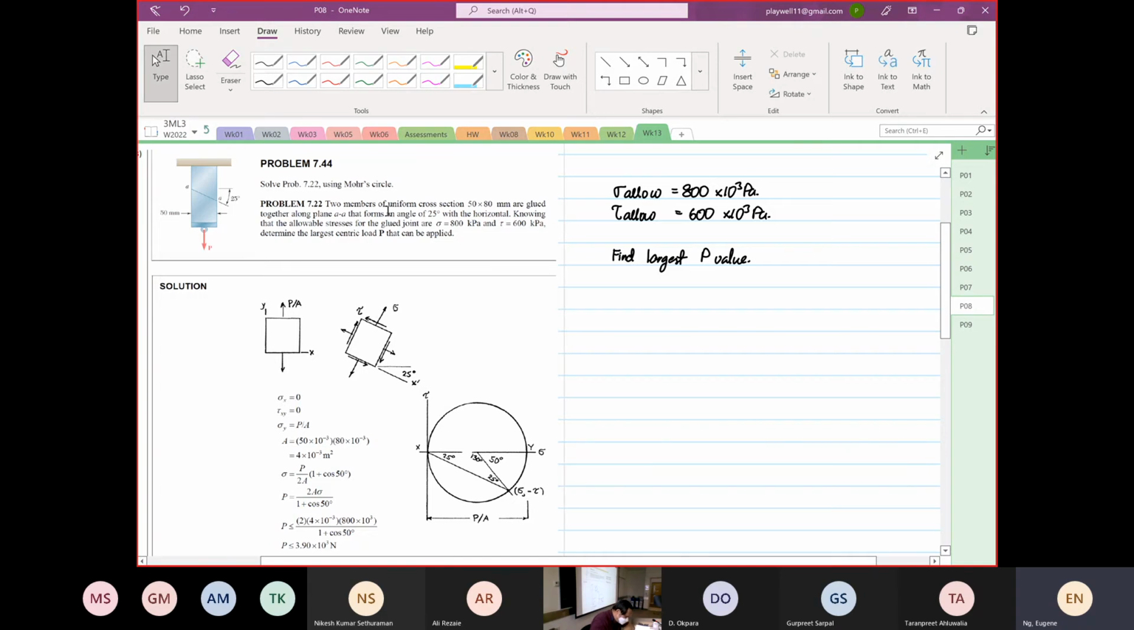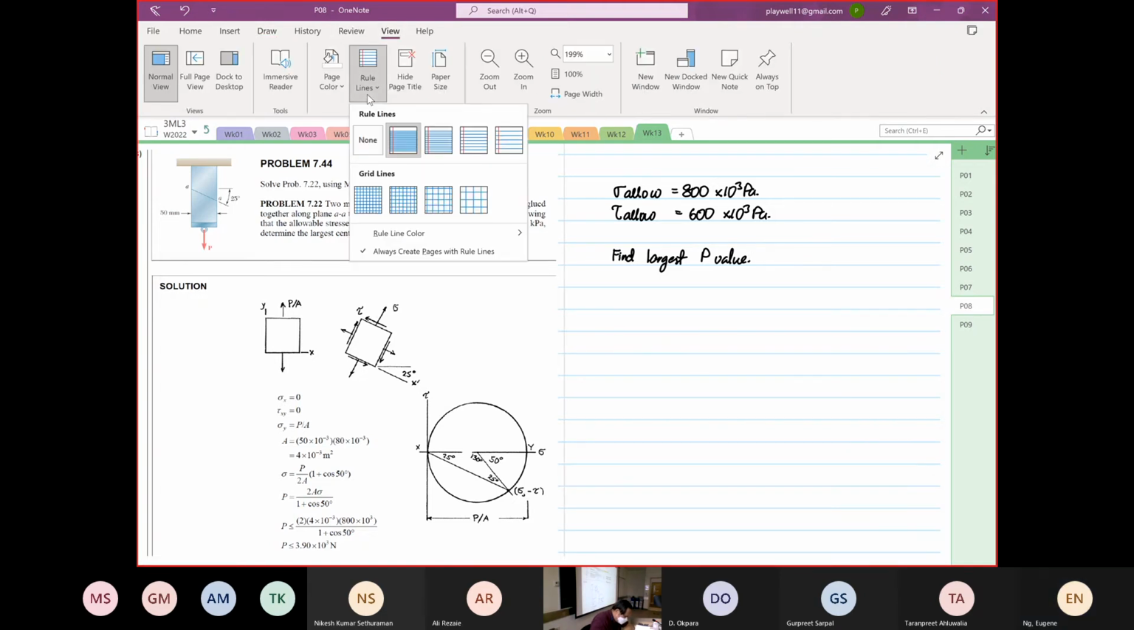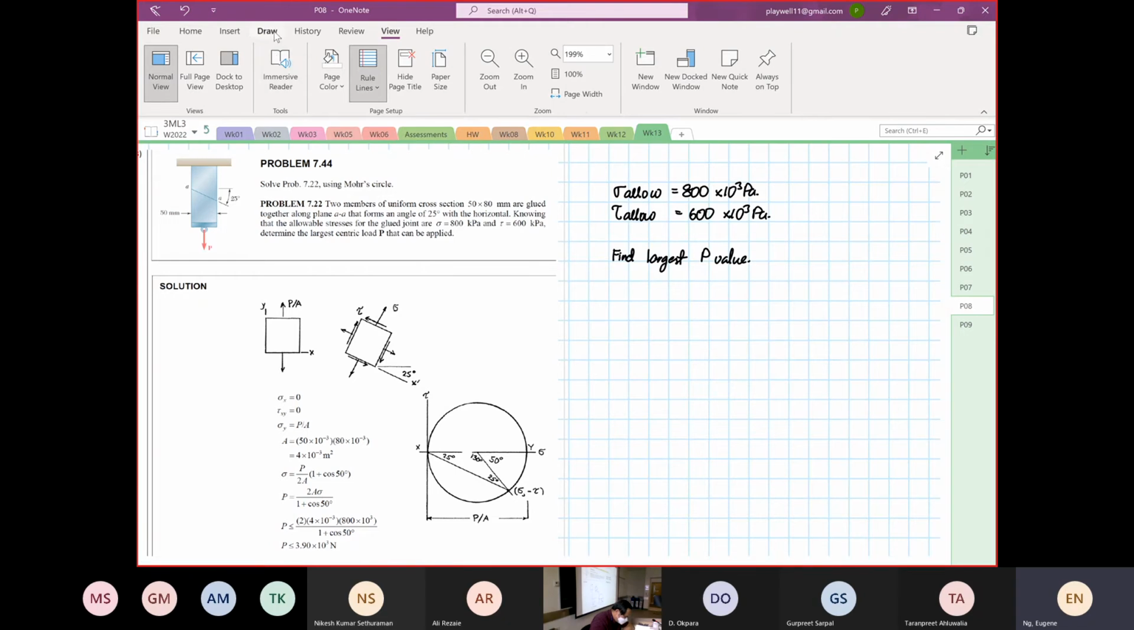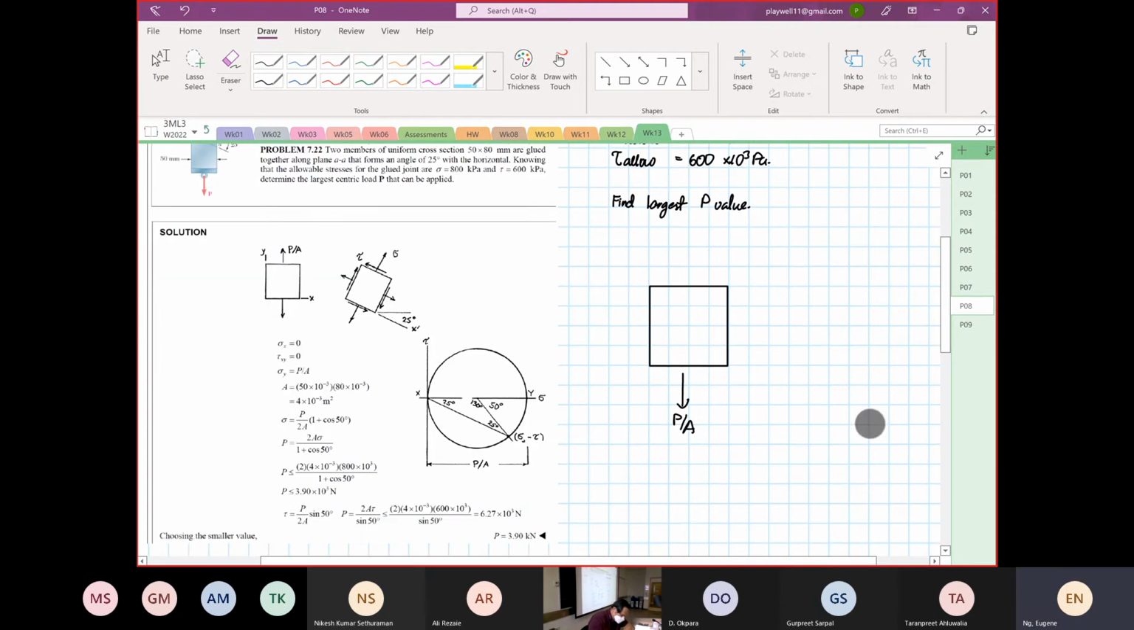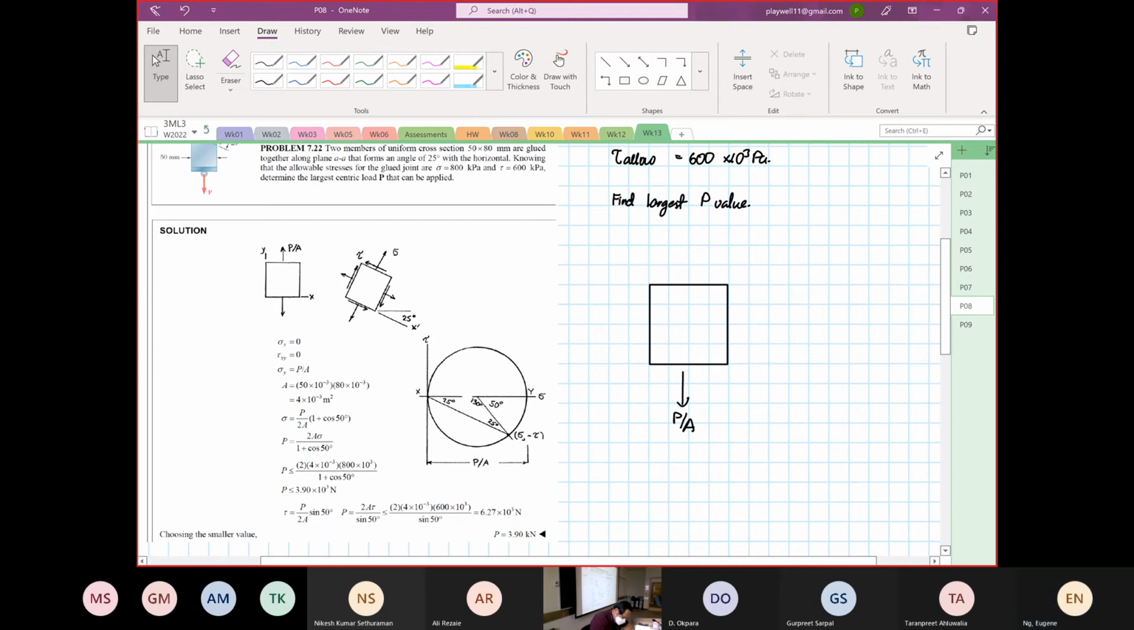So this is again a problem where we have information from two different elements. We know that we have a load coming down, and when it's oriented at 0, the stress is P over A. And then the rest of the stresses are equal to 0.